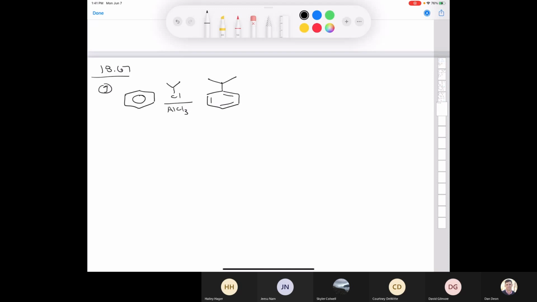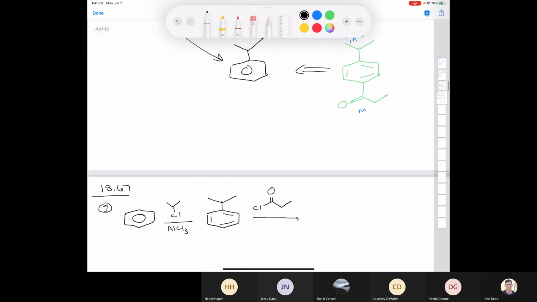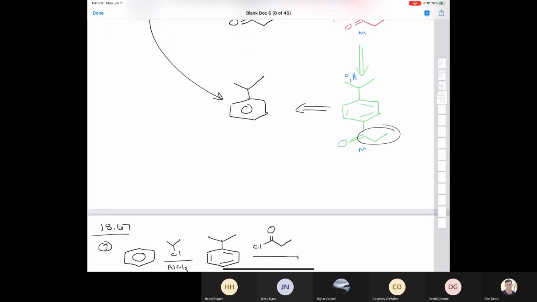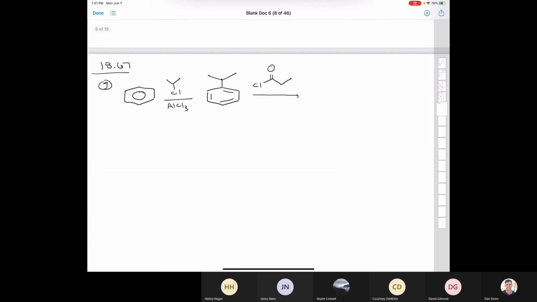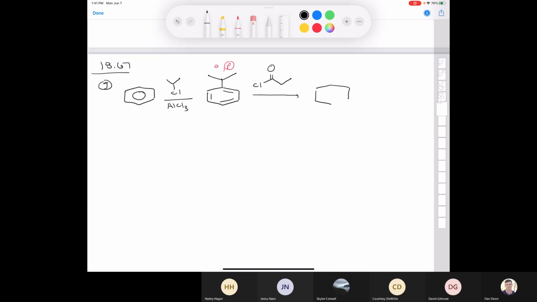Next thing we're going to do is install the acyl group. So this requires a Friedel-Crafts acylation. So we need the carbonyl, we need a chlorine. We have 1, 2, 3 carbons in the product on the acyl chain. So there we go. This is called propionyl chloride. It's neither here nor there, but that's going to go at the para position, preferentially. So now we've got our acyl group. So let's draw that. It's our isopropyl group. Here's our acyl group.